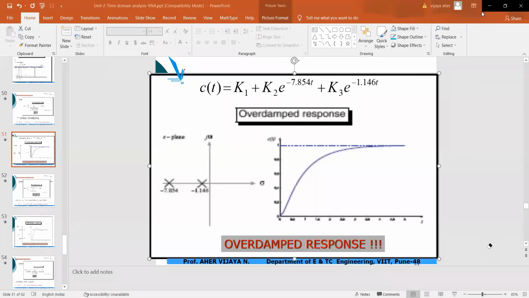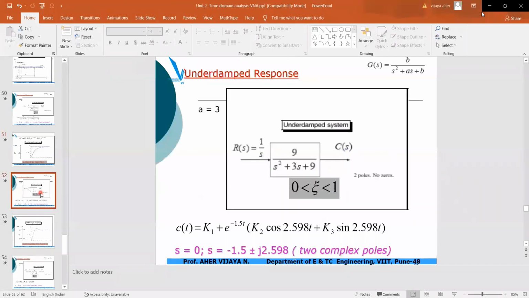Yes, ma'am. Okay, so this is how you got the response for the overdamped system when zeta is greater than 1. Okay, no doubt. Let's move ahead. Now let's take the next category. Underdamped response. Underdamped response means zeta is less than 1.